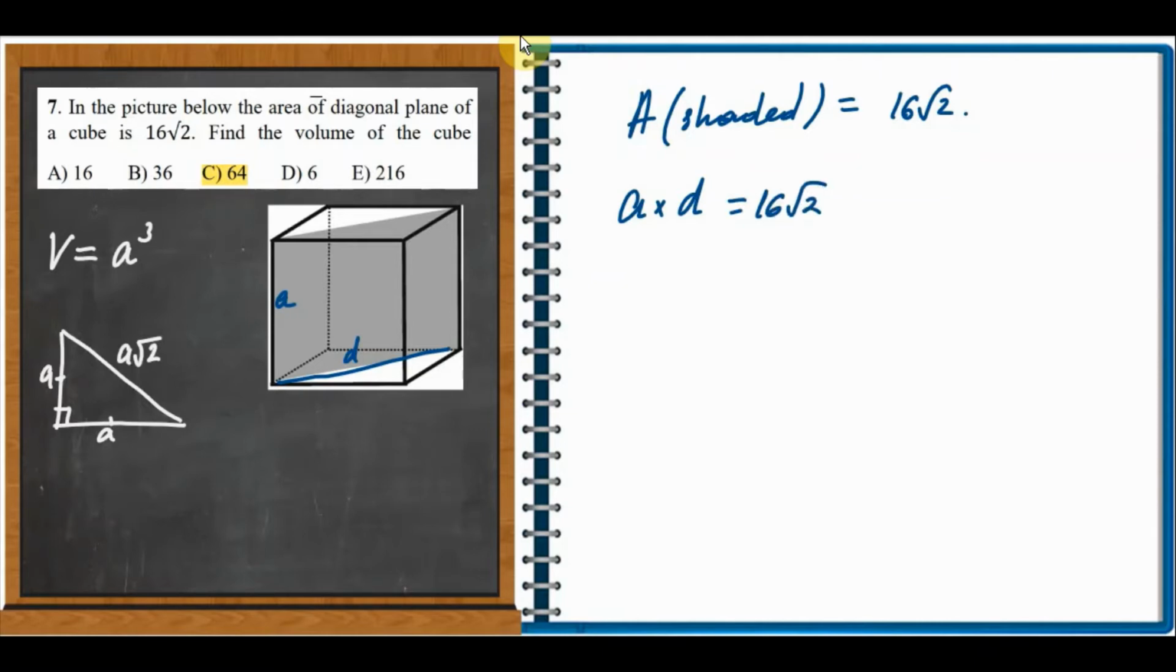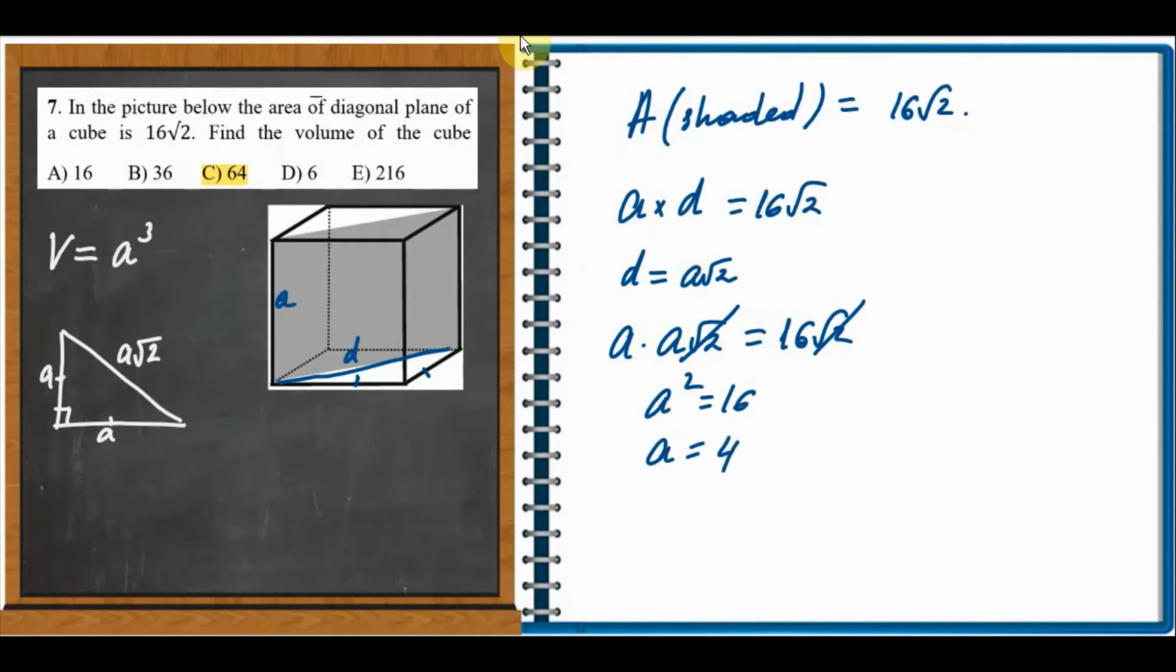What is D? As we mentioned, in order to find D, we just need to write D equals A square root of 2. If we substitute it there, we'll get A square root of 2 and 16 square root of 2. Let's cancel the square root of 2's. A squared equals 16. A is positive 4. After that, we need to find the volume, which is A cubed. That's 4 cubed, which is 64. The correct answer is 64.